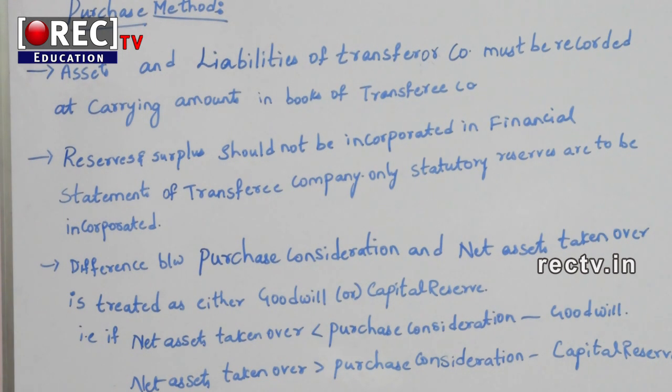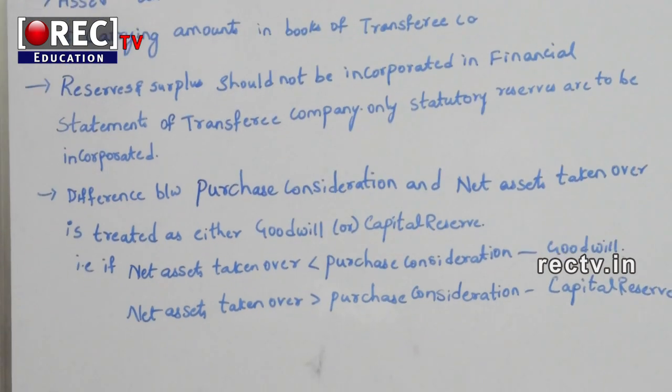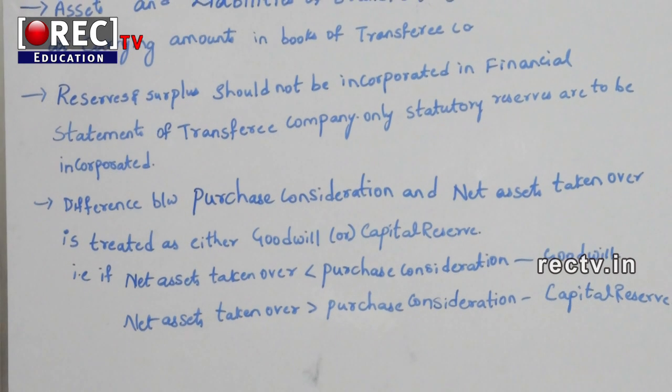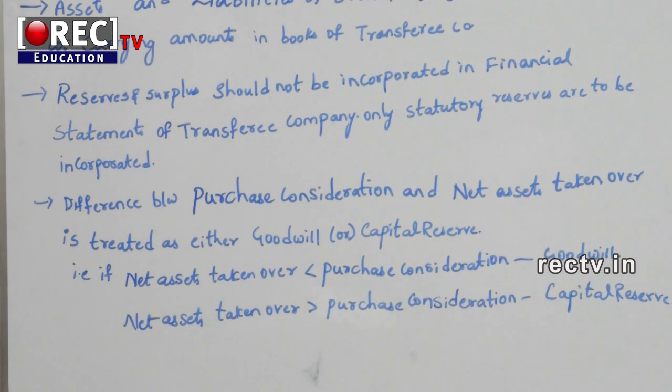The second one is that the reserves and surplus in the balance sheet of the selling company should not be incorporated in the financial statements of the Transferee Company, that is the purchasing company. Only the statutory reserves, that is the compulsory reserves which have to be maintained, are to be incorporated in the financial statements of the Transferee Company. And the reserves and surplus remaining in the financial statements of the vendor company are to be transferred to the equity shareholders of that company.